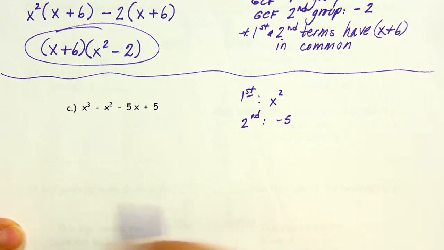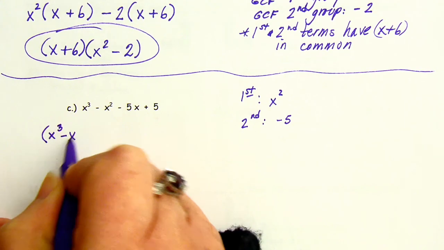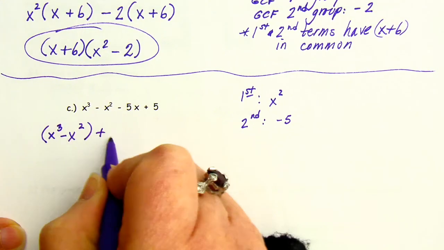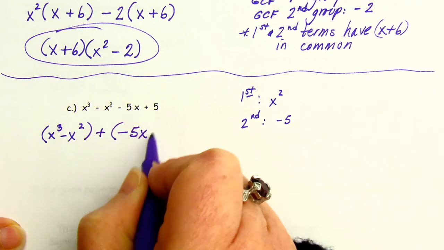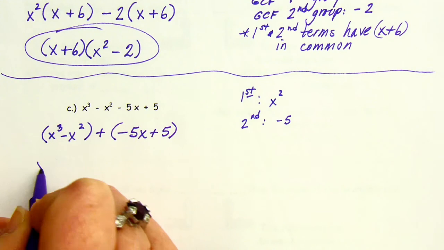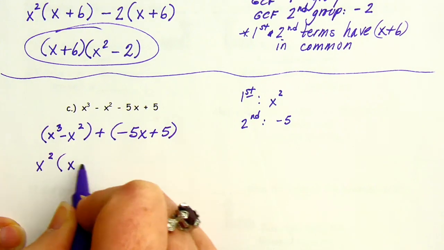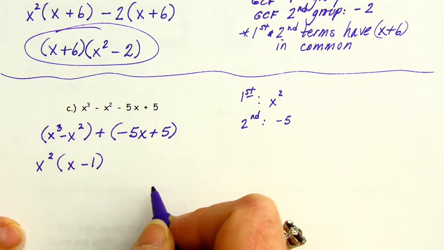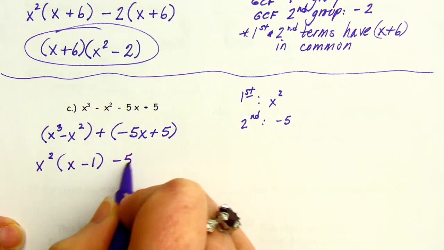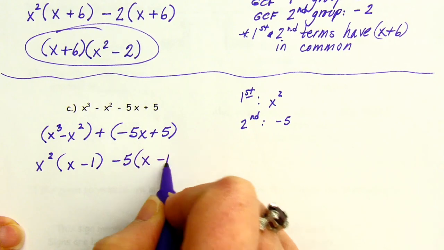All right, so I'm going to group the first 2, x cubed, subtract x squared. Remember, always put plus. Move the negative in. All right, we said the first group had x squared in common. Factor it out. You're left with an x subtract 1. Take out a negative 5 out of the second group. You're left with an x minus 1.